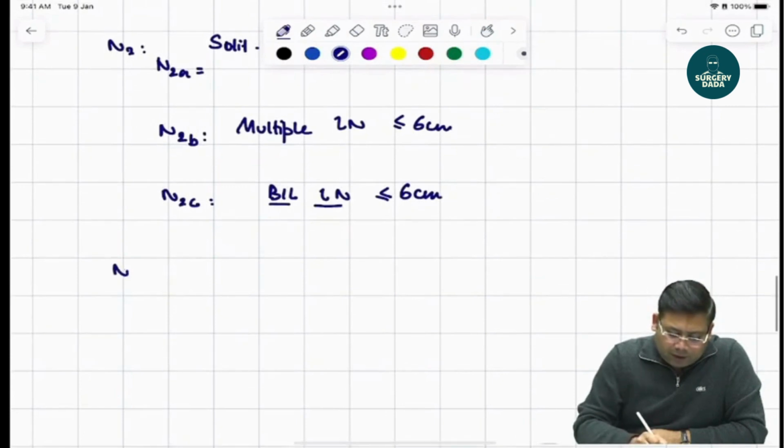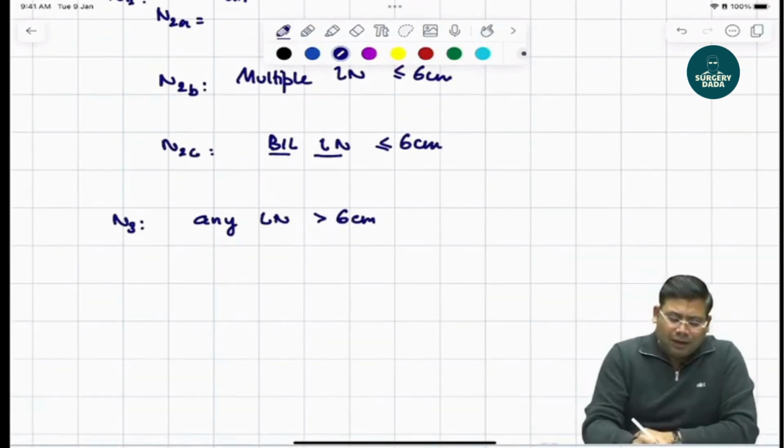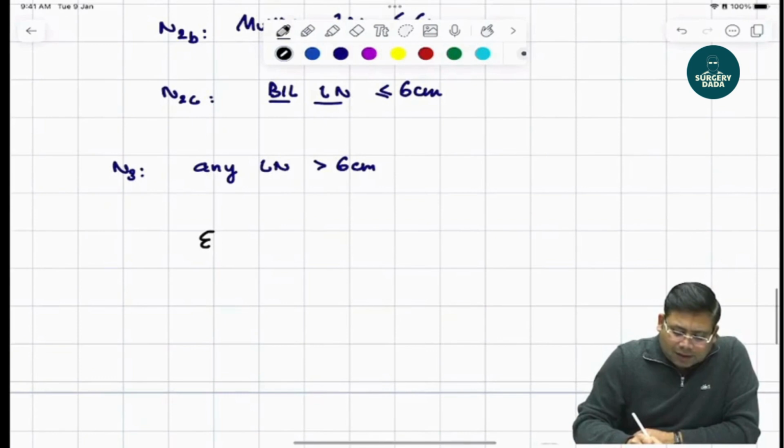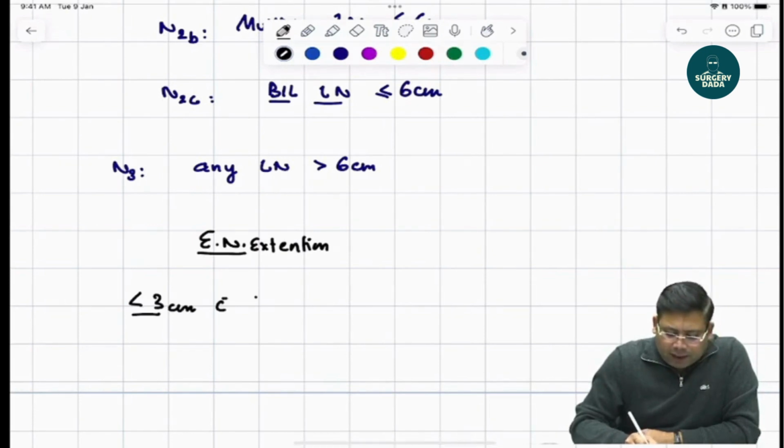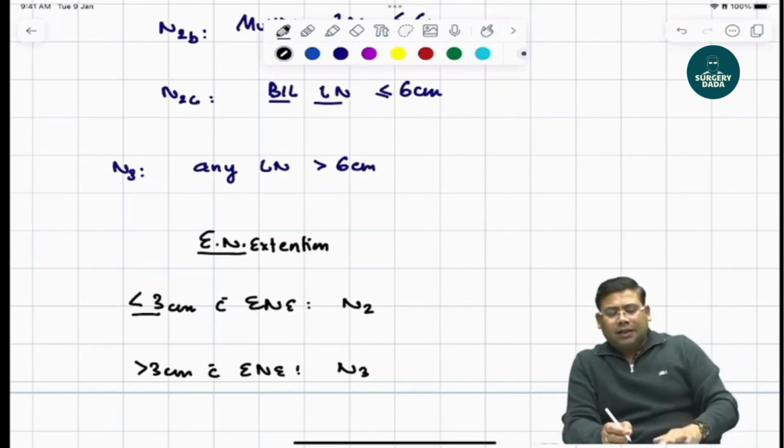We have N2C, that is bilateral lymph nodes, but none of them should be more than or equal to 6 centimeter. Then we have N3, that is any lymph node more than 6 centimeter. You say unilateral, you say bilateral, anything. Important is, next is the concept of extranodal extension. When we talk about extranodal extension, less than 3 centimeter with extranodal extension is considered to be N2. More than 3 centimeter with extranodal extension is considered to be N3. So this is the T and M.